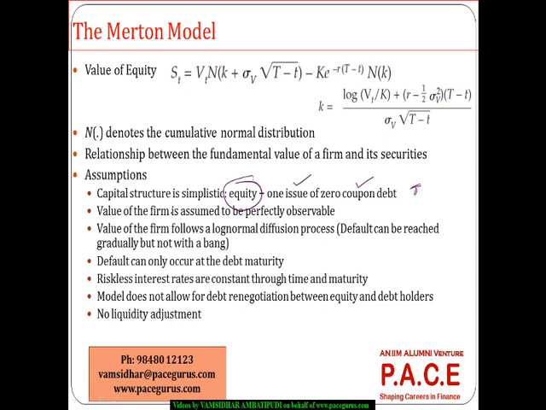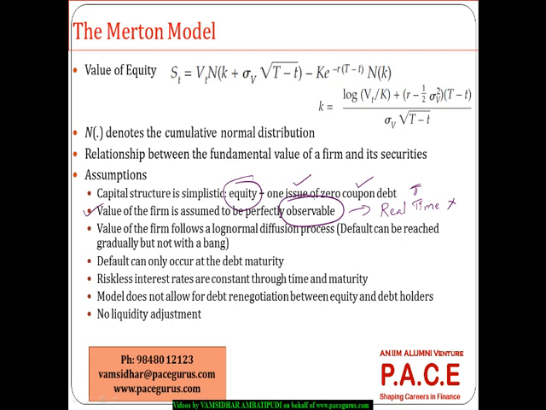Then the value of the firm is assumed to be perfectly observable, but it's not so in real time, right? Because the debt is not that actively traded in the market. So it might be difficult to obtain the mark to market value of the debt on a day-to-day basis. But this model assumes that the value of the firm is a directly observable element.